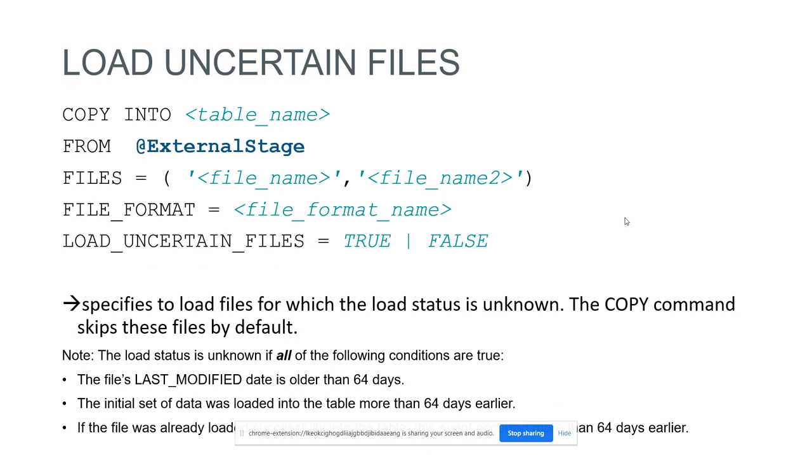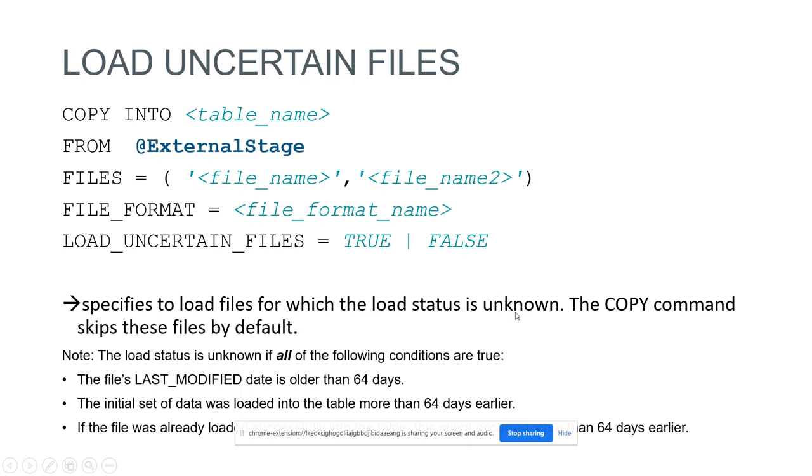So the last one is load uncertain files. So what is meant by uncertain? Here also we can write the general copy command, copy into, along with load uncertain files equals to true or false. First of all we have to know what uncertainty is. This option specifies to load the files whose load status is unknown. The copy command skips these files by default.